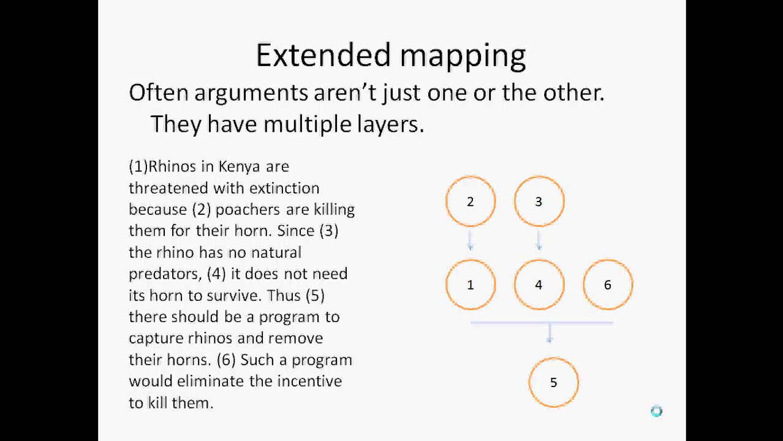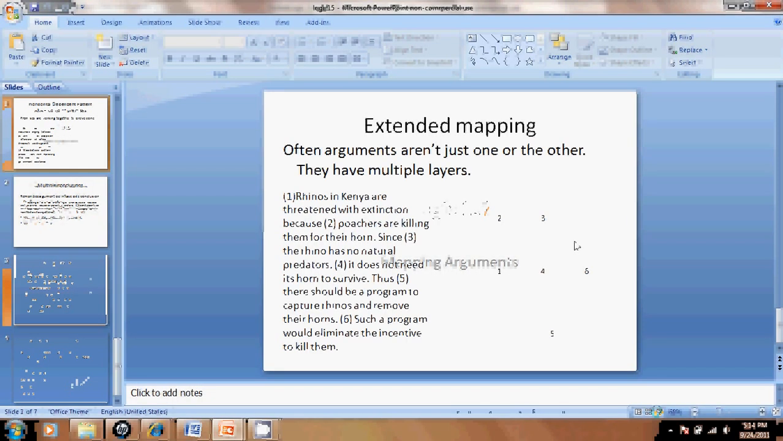Okay? Now in this case, you'd say, well, are those each independent? Well, no. You need all those premises to work conjointly. Rhinos in Kenya are threatened with extinction, therefore we need a program to remove their horns. Well, that's not sufficient to prove that conclusion. It's only when you add it with number 4 and number 6 that it really adds up. Those are working together as a group. Okay? And that ends that lecture.